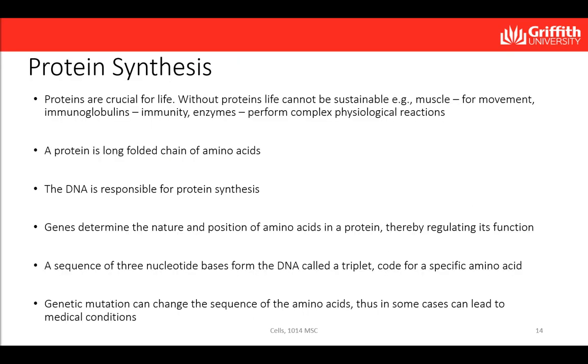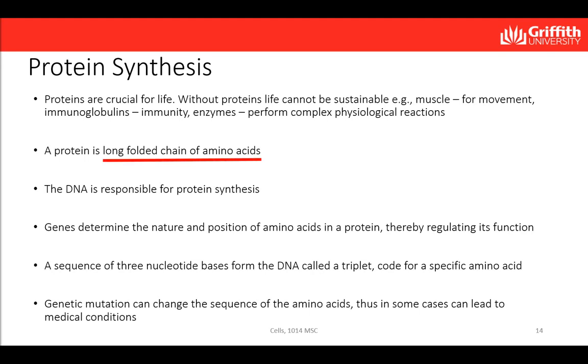Now let's move on to protein synthesis. Proteins contain long chains of amino acids that play a crucial role in sustaining life. Much of the metabolic machinery, both in our body and the cell itself, is related in some way with protein synthesis. For example, muscles which are used for movement are composed of protein fibers. The immunoglobulins, antibodies, and enzymes that perform complex physiological functions are also proteins.